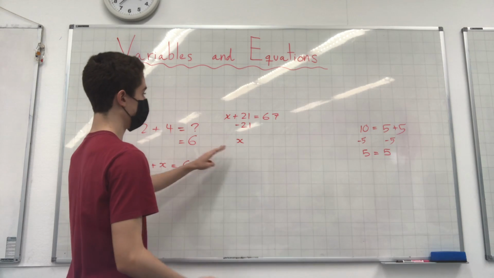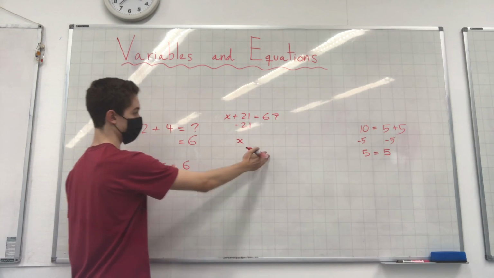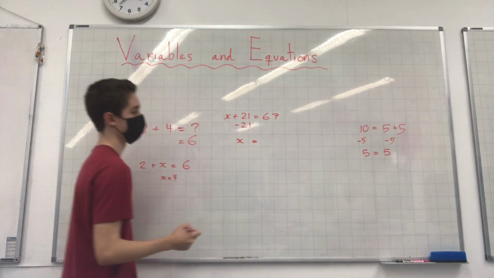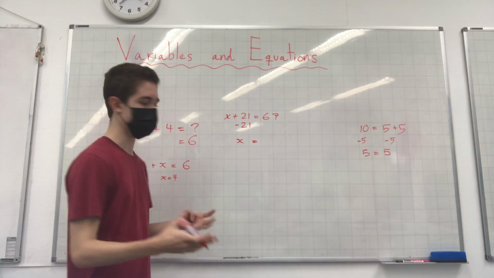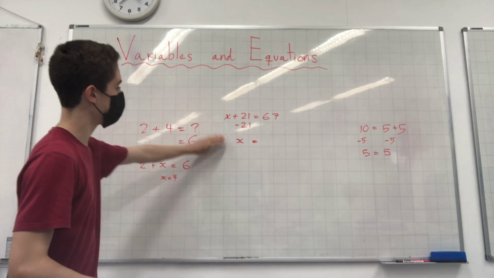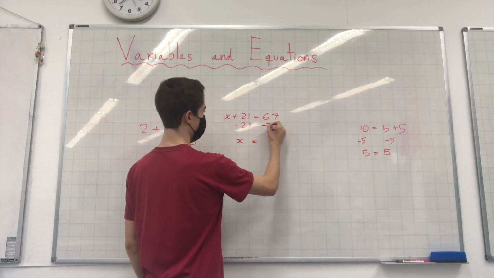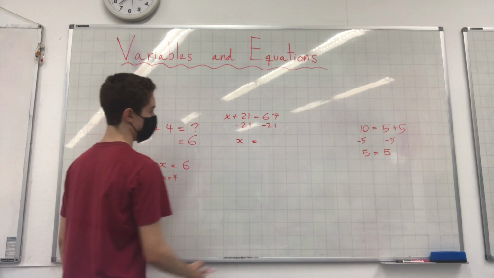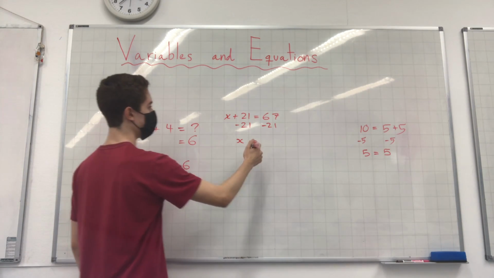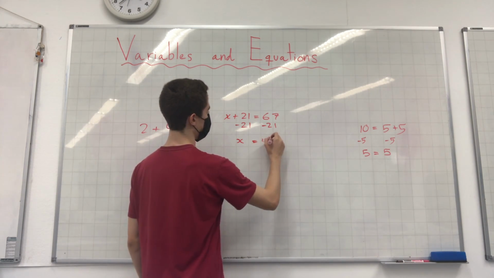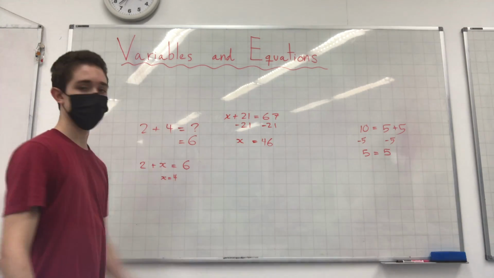But then, for you to keep this equivalency, and equivalency just means that it's equal, right? So that both sides are equal. If you want to keep this equivalency and then find what x is, you need to do the same thing to the other side. Subtract 21 from the other side. And this will give you 46. And this is your value for x.